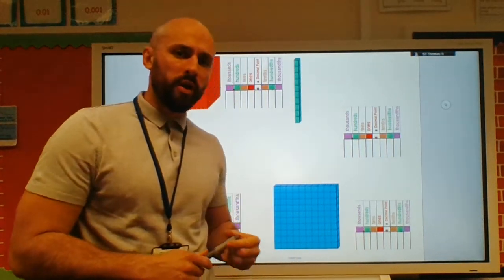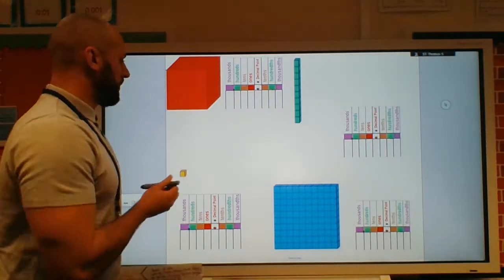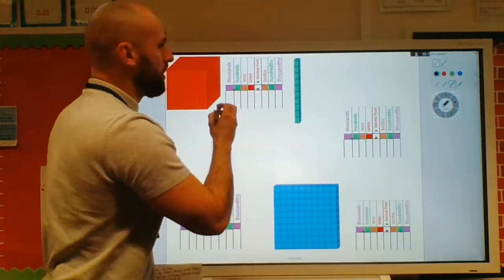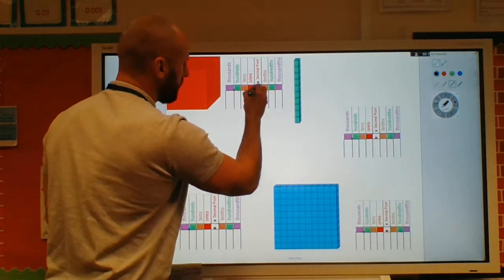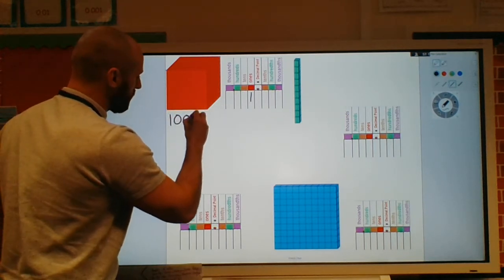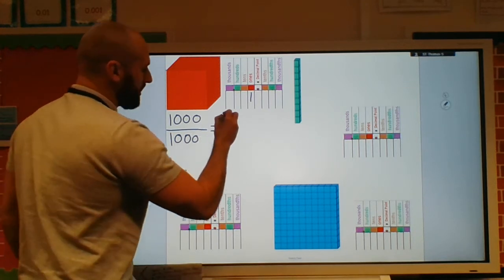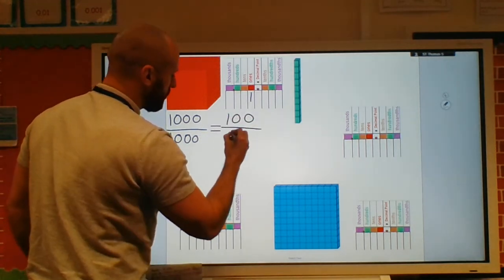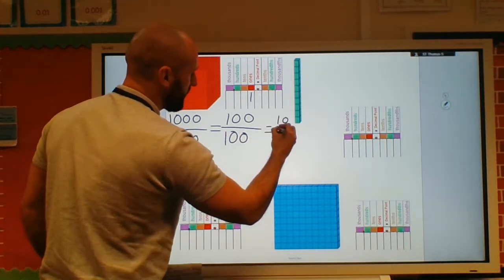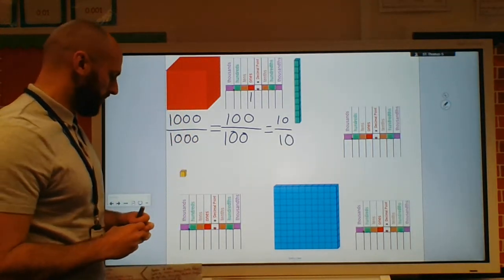Morning Year 5, and we're continuing with decimal fractions today. So, here I have 1 whole. Okay, and I can write that on my chart there. And remember that 1 whole is made up of 1,000 thousandths, or I could say it's made up of 100 hundredths, or I could even say it's made up of 10 tenths, however you choose to break it up there.